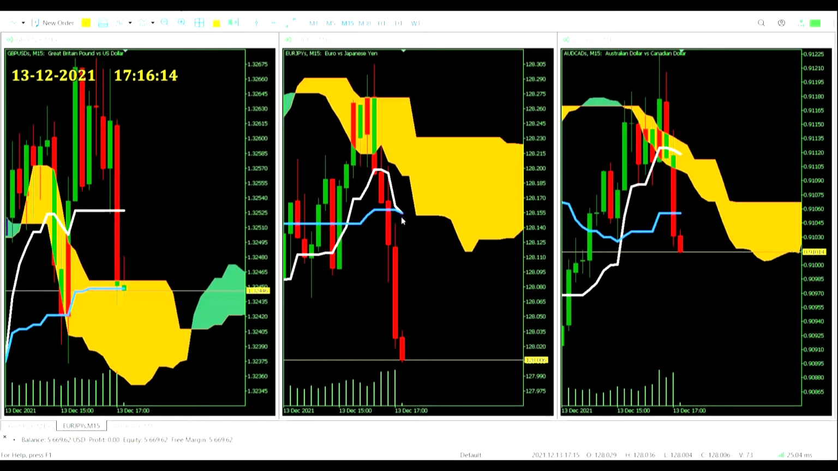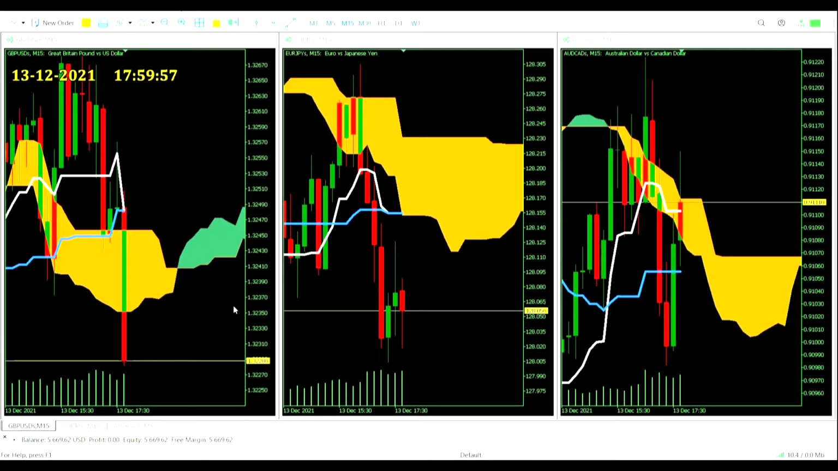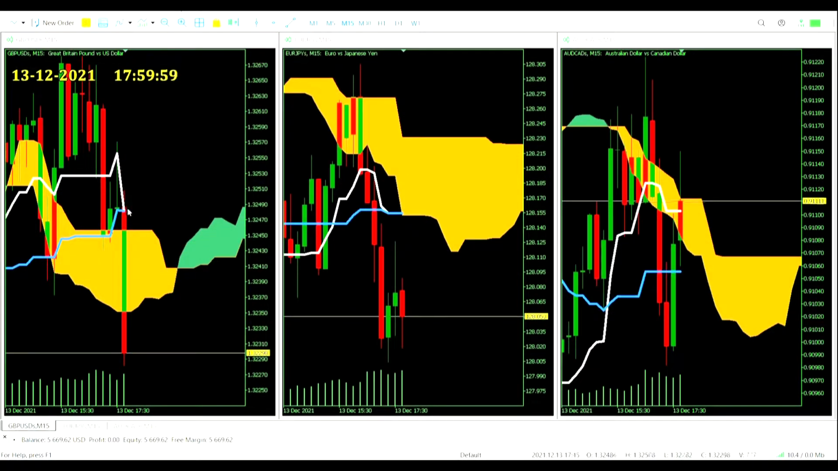It looks like we are almost getting a crossover. We cannot take an entry signal on this Euro Japanese yen from just the lines being on top of one another. We have to see them cross. We need to see an actual white pixel make it through that blue line. It's very tight. Might get that signal soon. Crazy candle over here on the Great British Pound US dollar.